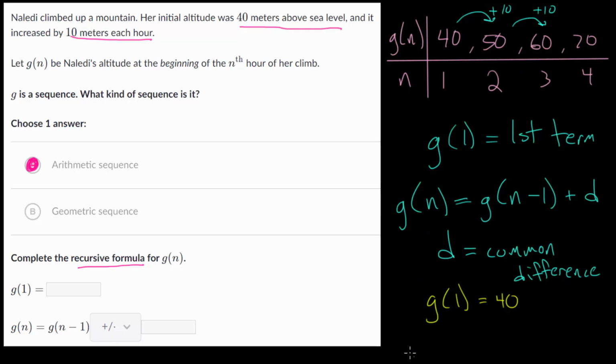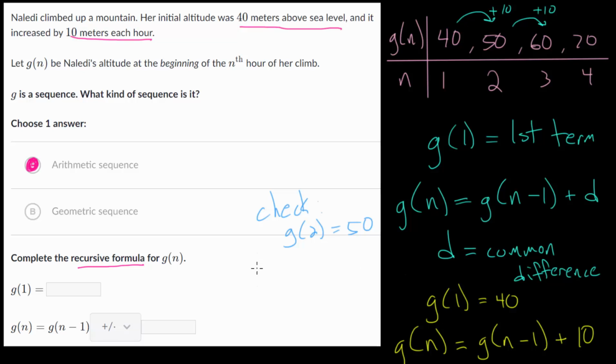And the pattern would just be G of n. So to find the nth term, you take the term before it, G of n minus 1, and then you add that common difference, in this case, which is 10. So this is what we think is the correct answer, but let's do a quick check. And we can just find the second term using our new formula. Since we know that G of 2, it should be 50.